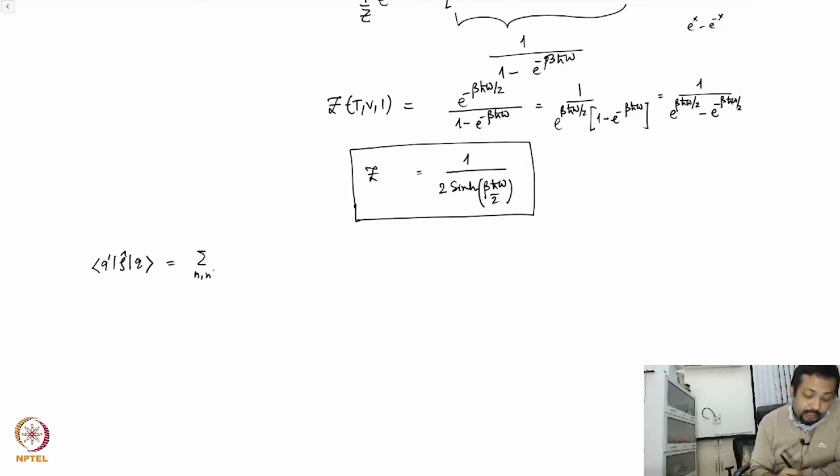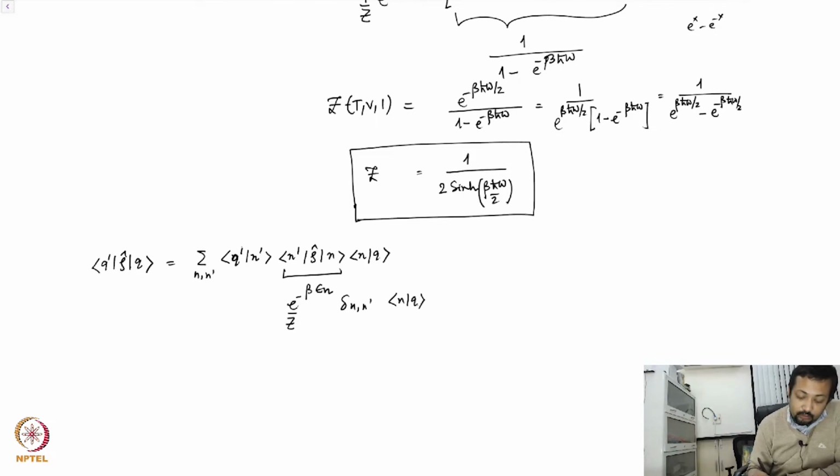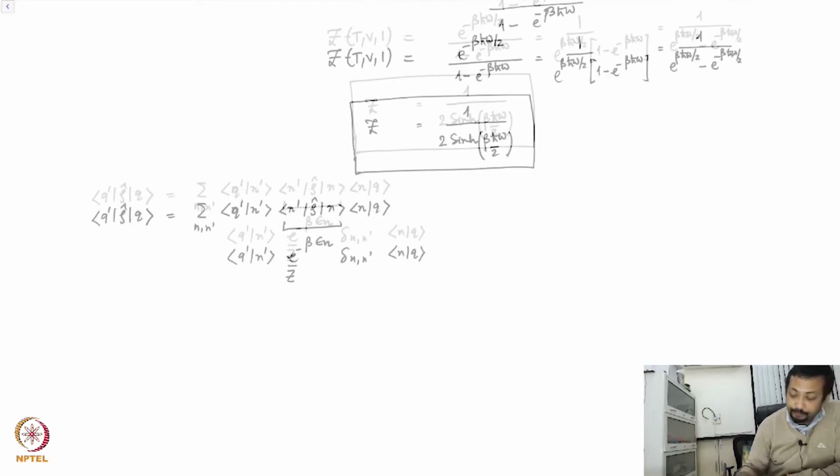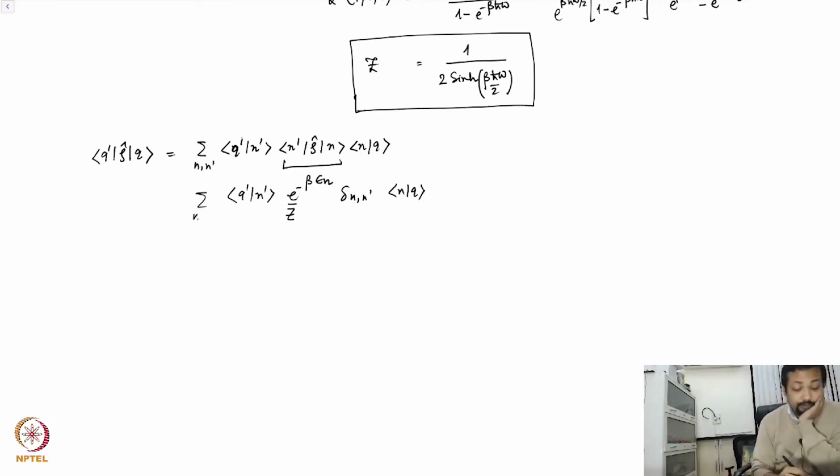So we write down this as sum over n, n prime, q prime, n prime, rho hat n of q. This quantity I know, this is the density matrix in the energy representation, and therefore this becomes e to the power minus beta epsilon n by z, delta n comma n prime, n q prime n prime. Now clearly there is a sum over n and n prime, and I can take care of one of the sums over n prime to take care of this delta function, so that this becomes sum over n, q prime n, e to the power minus beta epsilon n by z, n of q.